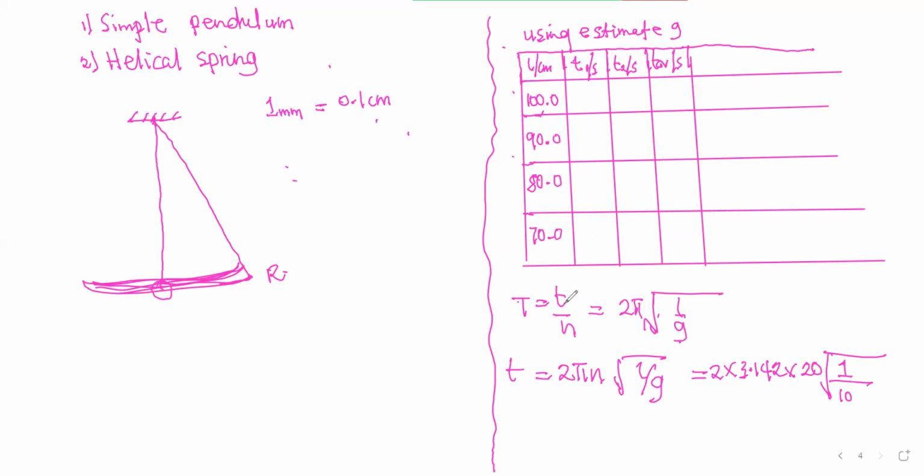So please calculate it for me. Calculate the total time for me. So 40 times 3.142 times the root of 0.1. Let's hurry up. It should be around 37 point something.